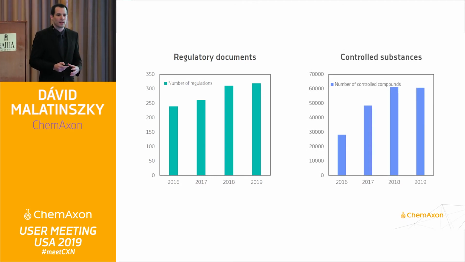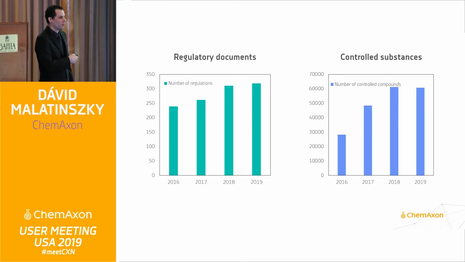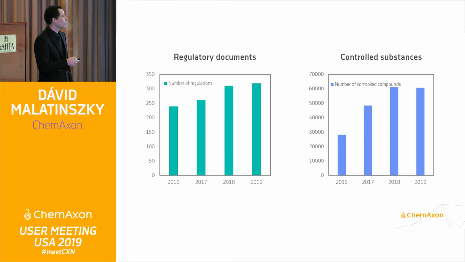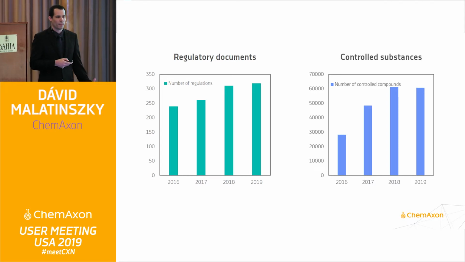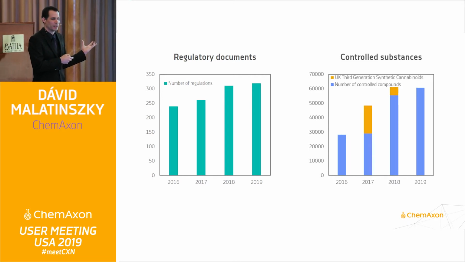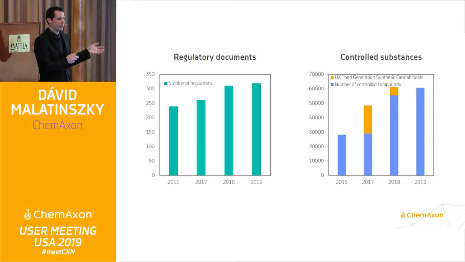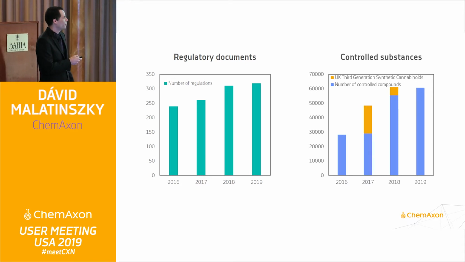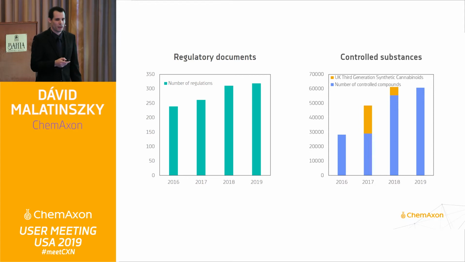We also tested different versions of the knowledge base, as I said, and you can see clearly that the number of regulations as well as the number of controlled substances increase from year to year. And if you look at our example, the UK's third generation Synthetic Cannabinoids Act, then it adds this many compounds to the scope of controlled substances overall.